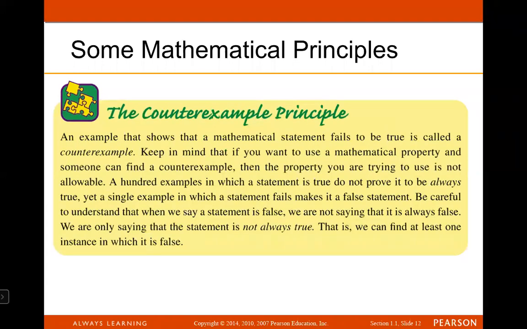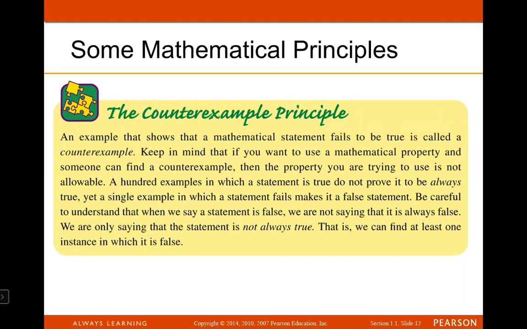The counterexample principle. An example that shows that a mathematical statement fails to be true is called a counterexample. Keep in mind that if you want to use a mathematical property and someone can find a counterexample, then the property you are trying to use is not allowable. 100 examples in which a statement is true does not prove it to always be true.